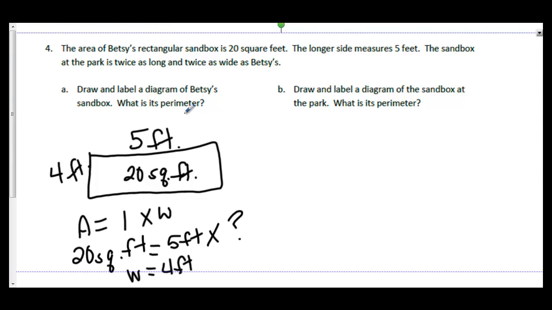All right, so for B, it says draw and label a diagram of the sandbox at the park. They ask again, what is the perimeter?